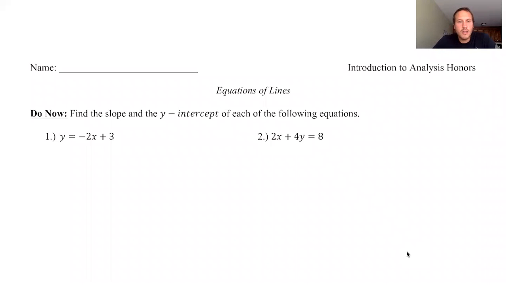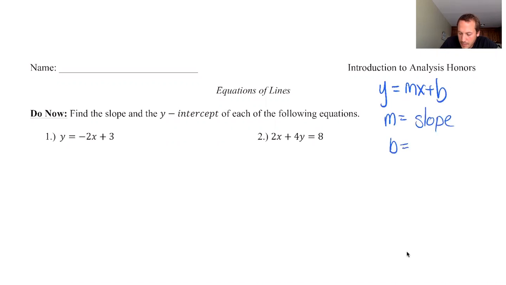So here we are in Unit 1 still. Now we are reviewing our equations of lines. This is something that, again, lines have been with us pretty much forever. The slope and the y-intercept, well, if we're in the form of y equals mx plus b, keep in mind that m is equal to your slope and b is equal to your y-intercept, okay?